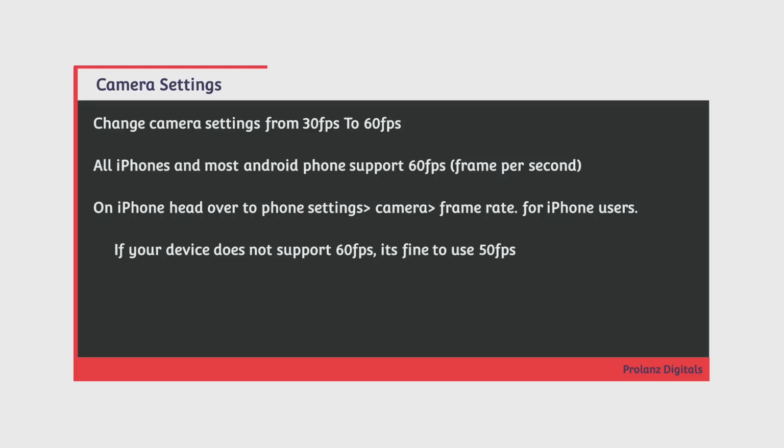So I'll create another video that will be explaining what 30 frames per second and 60 frames per second is and what frame rate we'll be needing when we want to shoot a video.